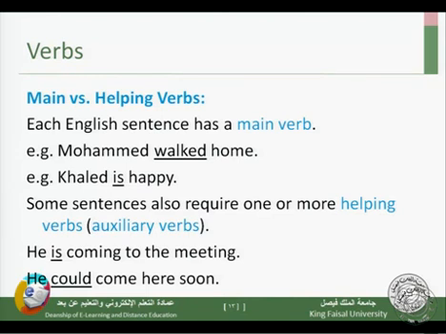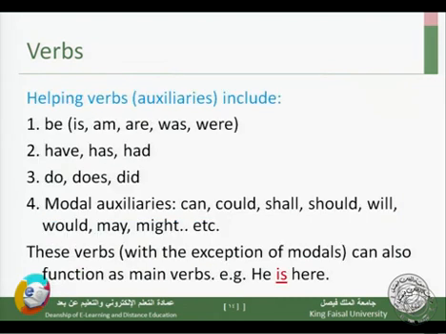He could come here soon. We also have 2 verbs here. The first one could, and the second one come. So could is the helping verb. It is the auxiliary verb. It is actually a modal auxiliary, and come is the main verb of this sentence. Helping verbs, auxiliaries, include the verb to be, which includes is, am, are, was, and were. These are all part of the verb to be.